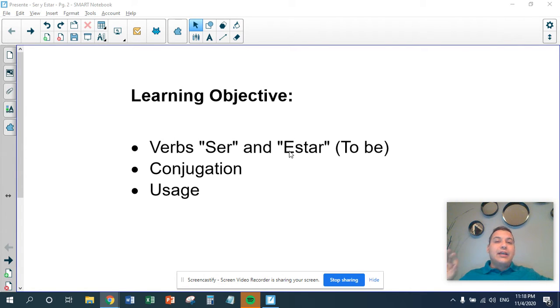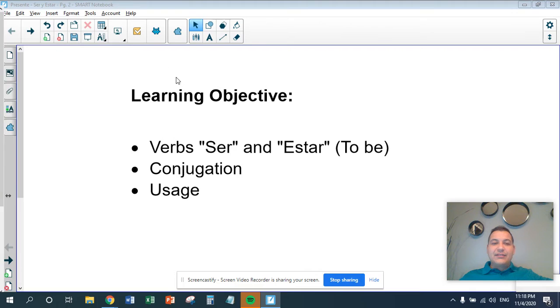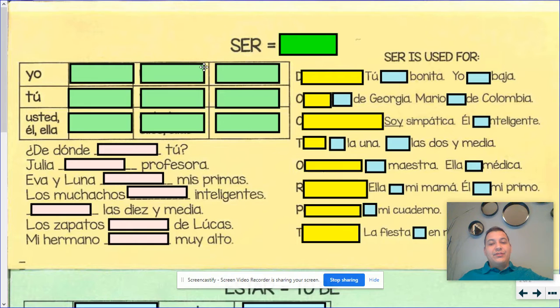So what we're going to do is learn how to conjugate only the verb ser. Okay, not estar today. Only ser. We're going to learn a conjugation and we're going to learn some basic usage, when you are supposed to use those. Okay, ready? If you don't have your notes right now, I will encourage you to get your notebook and take notes. Okay?